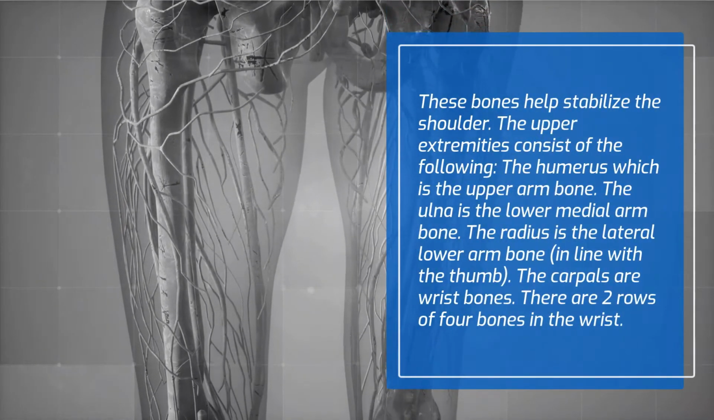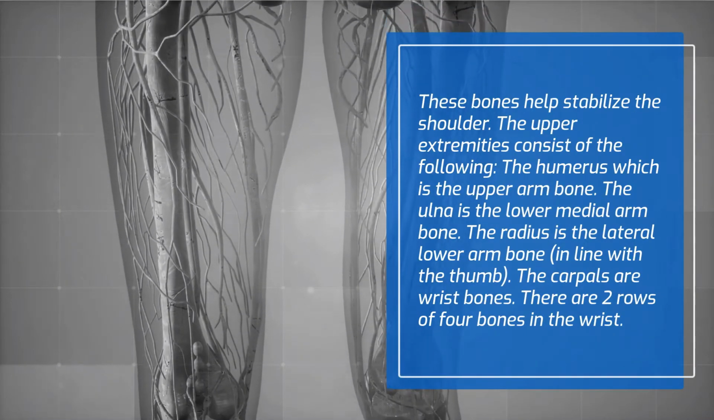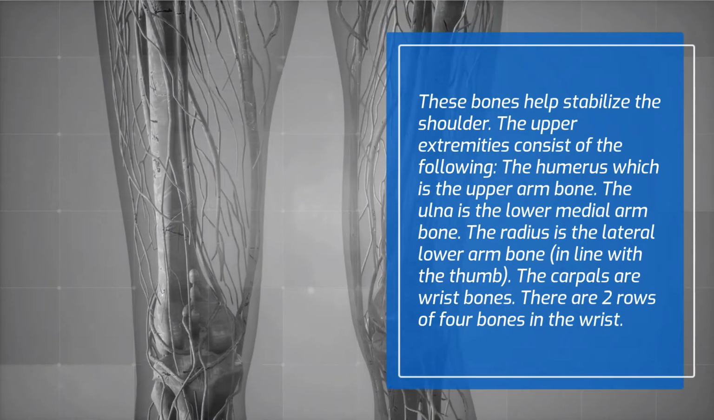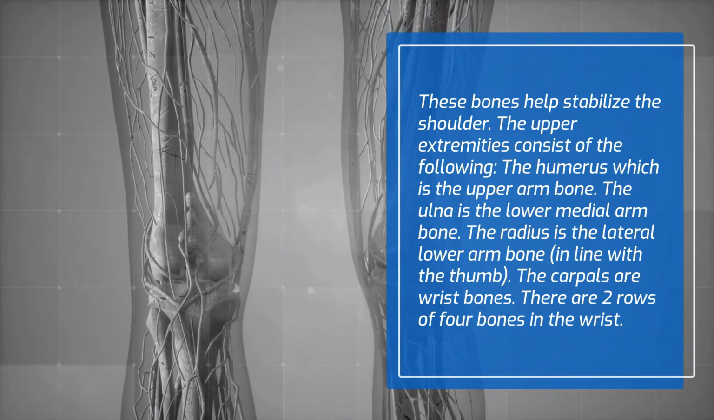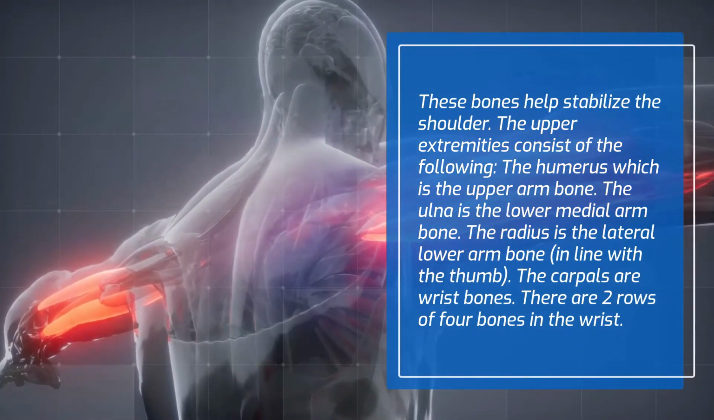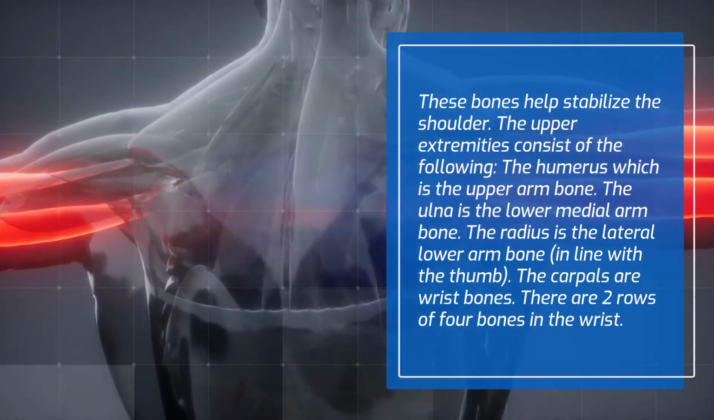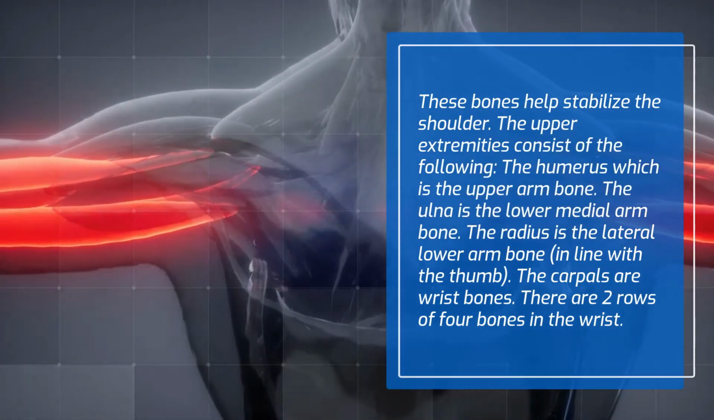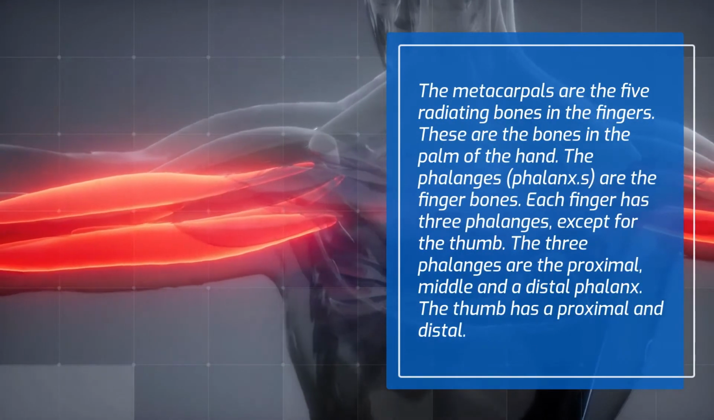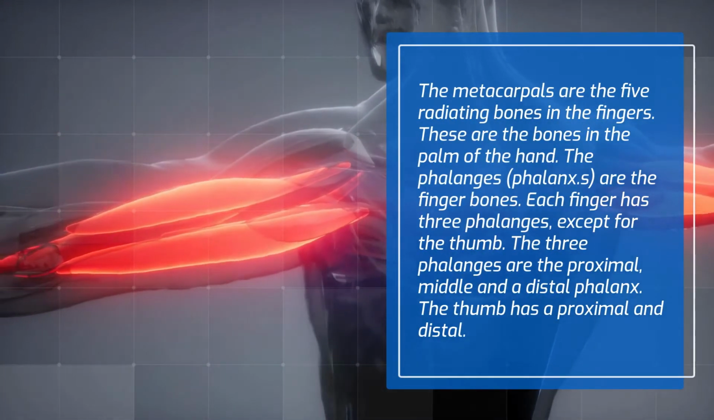The upper extremities consist of the following: the humerus, which is the upper arm bone. The ulna is the lower medial arm bone. The radius is the lateral lower arm bone, in line with the thumb. The carpals are wrist bones. There are 2 rows of 4 bones in the wrist. The metacarpals are the 5 radiating bones in the hand. These are the bones in the palm of the hand.